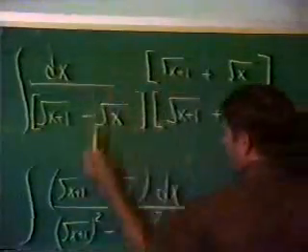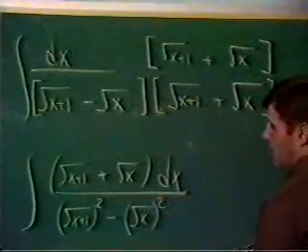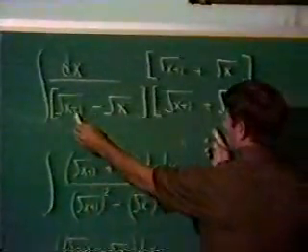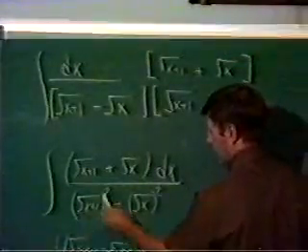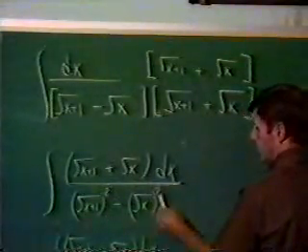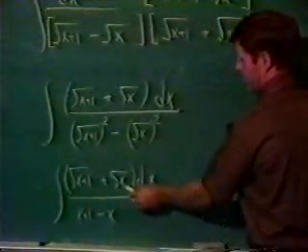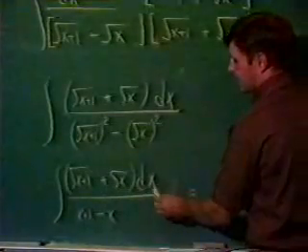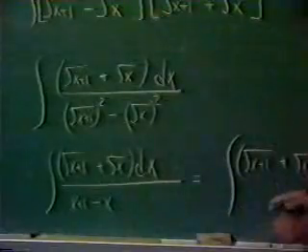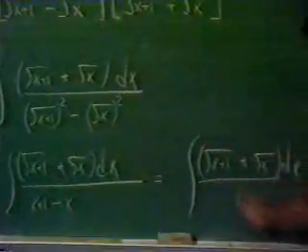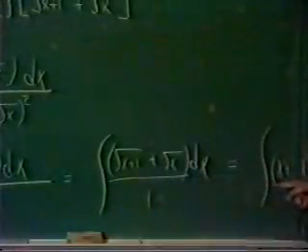Multiplying on top, we get the square root of x plus 1 plus the square root of x dx. On bottom, we get the product of these two, the square root of x plus 1 quantity squared minus the square root of x quantity squared. We get on top square root of x plus 1 plus the square root of x all times dx. On bottom, we get x plus 1 minus x. So simplifying, the denominator becomes 1. We can break this up into two integrals.